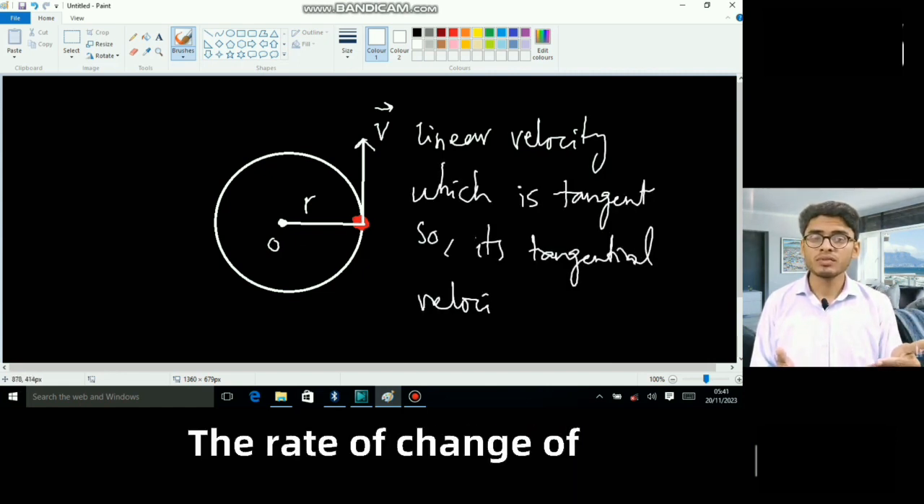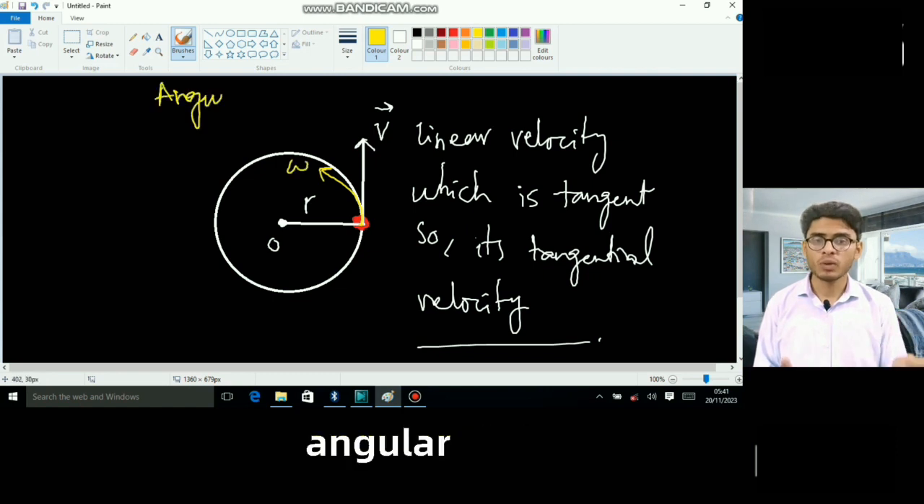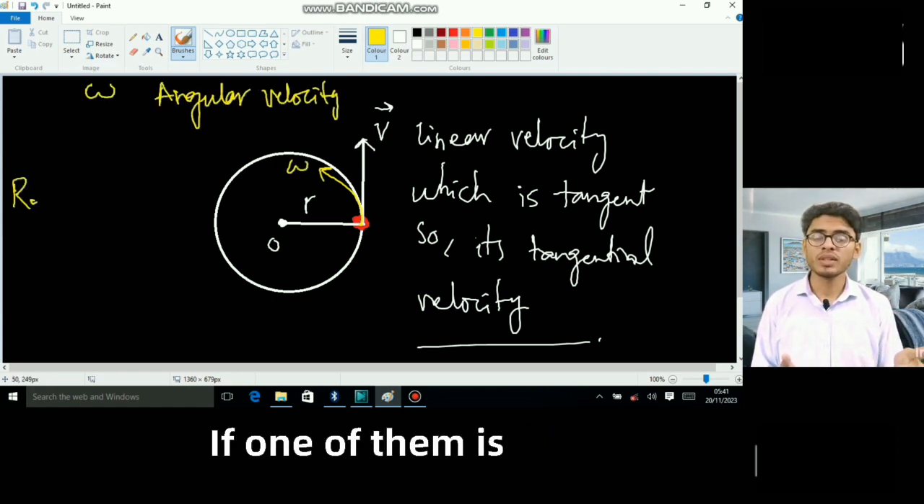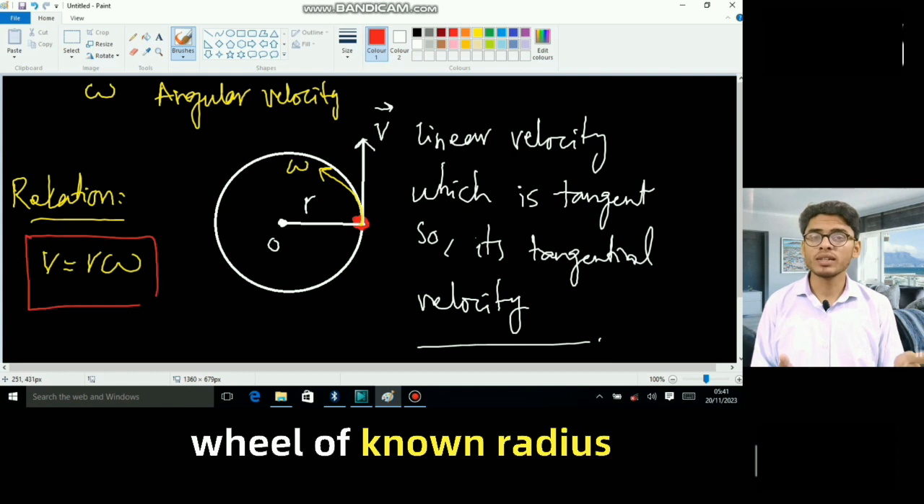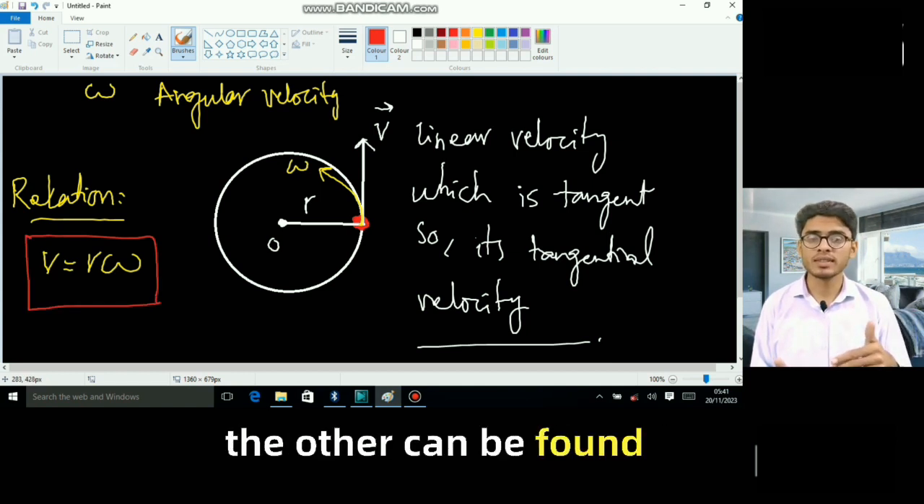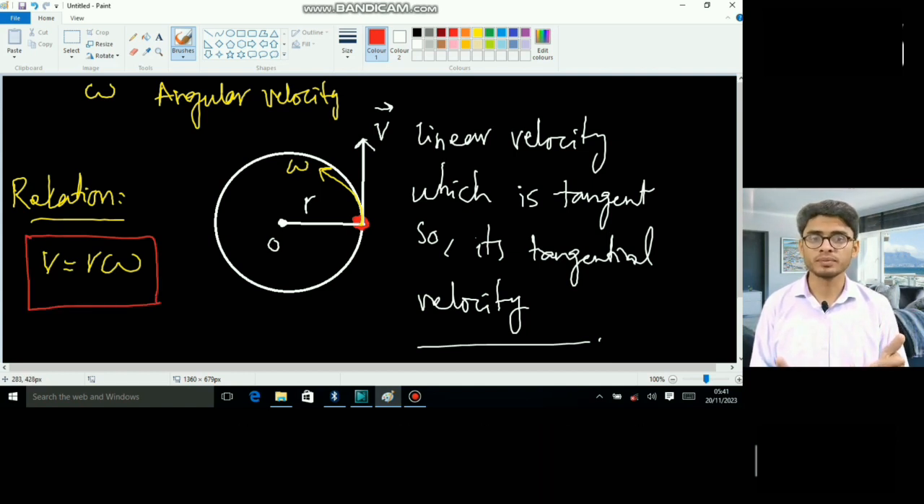The rate of change of angular displacement is known as angular velocity. If one of them is given for a wheel of known radius r, then the other can be found as v equals r omega.